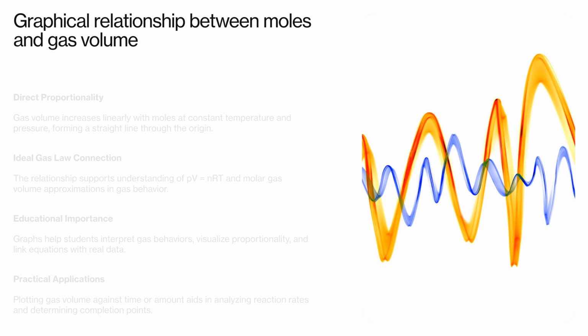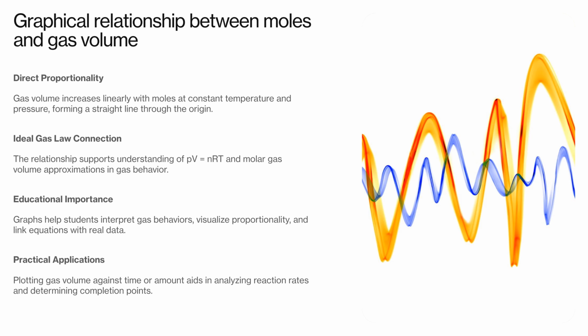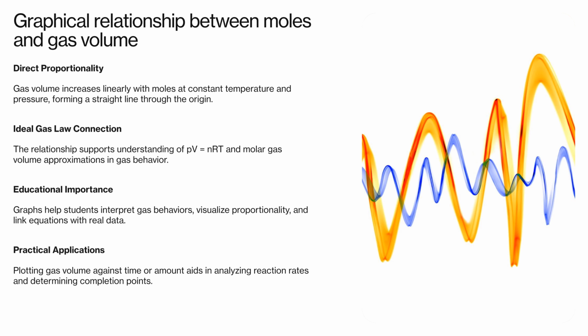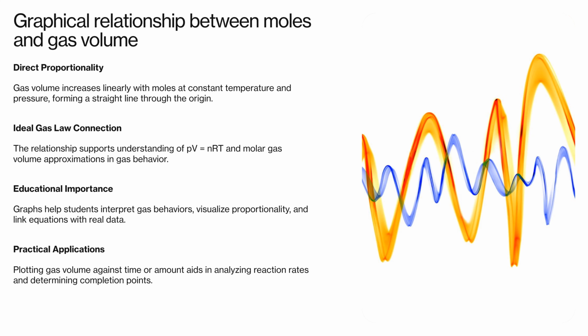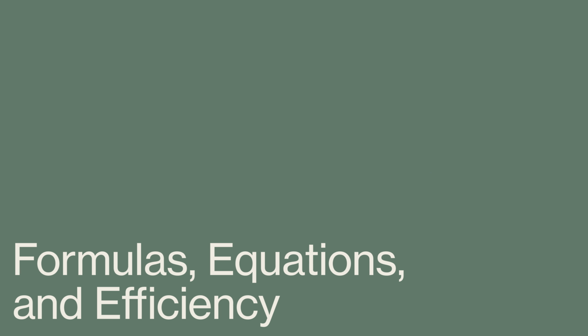At constant temperature and pressure, the volume of a gas is directly proportional to the number of moles present. This relationship can be shown graphically as a straight line through the origin when volume is plotted against moles. Such graphs reinforce the conceptual meaning of the mole and support understanding of both the ideal gas equation and molar gas volume approximations. Empirical and molecular formula determination, balanced equations, and reacting mass calculations, percentage yield and atom economy in industry.